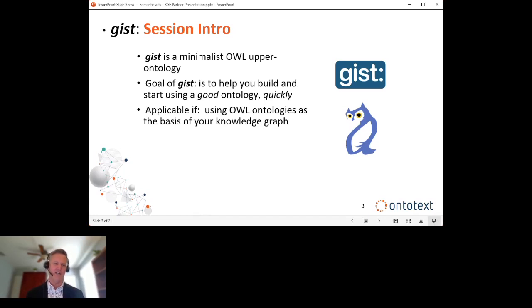This is applicable if you're using OWL ontologies as the basis of your knowledge graph. Some people may be doing property graphs and other things, and GIST isn't really set up for that, but it is set up for OWL RDF stores and building OWL knowledge graphs.